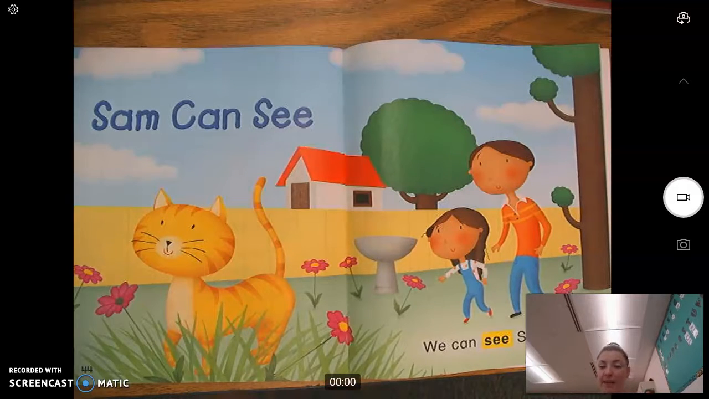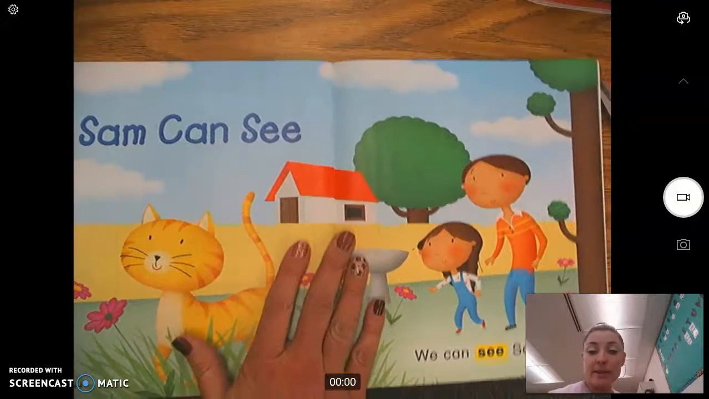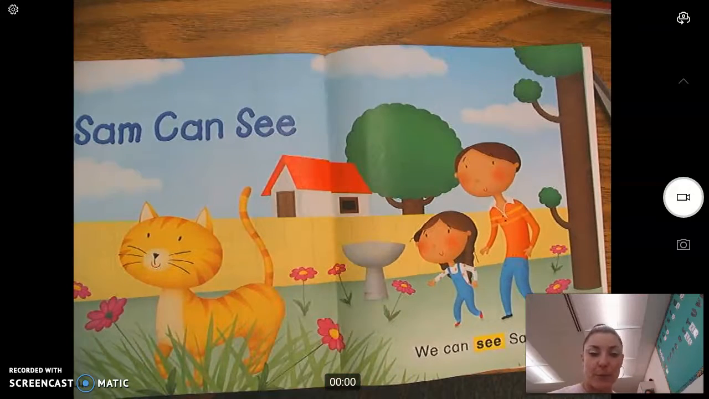Friends, so today for reading, we're going to be reading a story called Sam Can See. And if you can, I would like you to put your finger right up to the screen of your computer or tablet and follow along with me, because we're going to be reading sight words and sounding out some words.